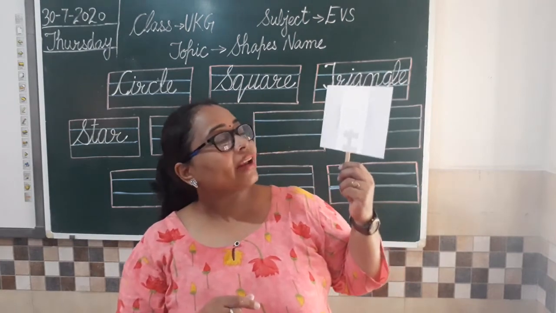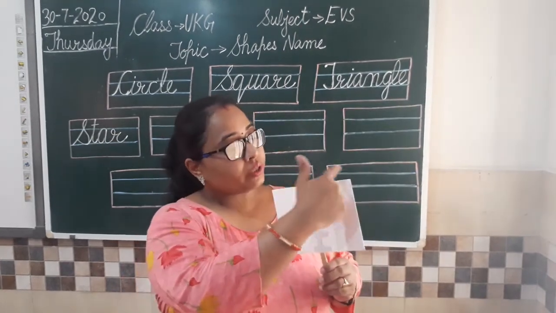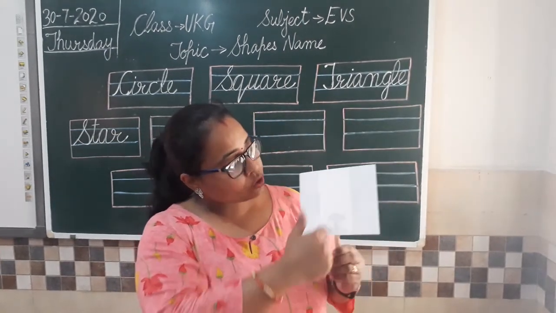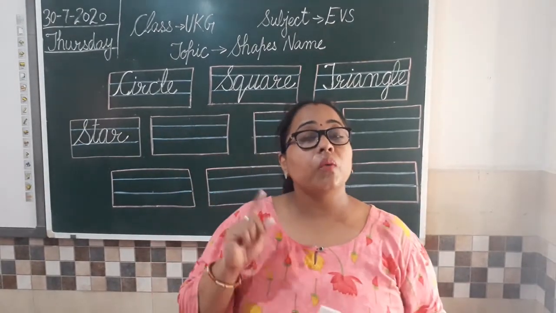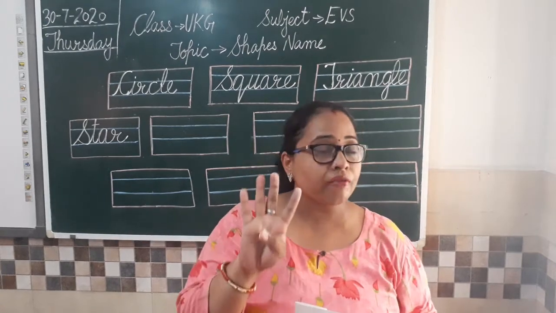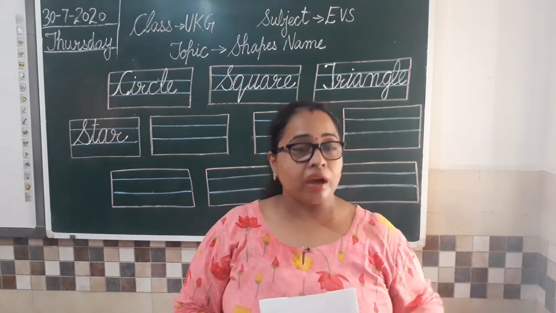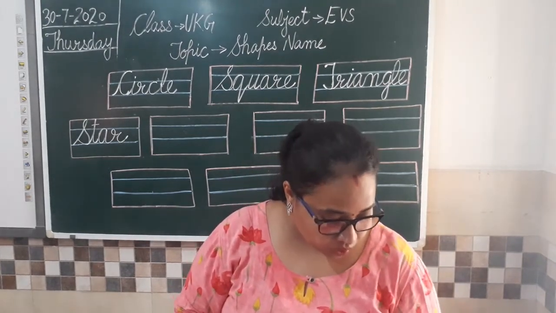So this is your rectangle shape. आप देख रहे हो? These two sides are long and these two sides are short. अब square और rectangle में what is the difference? Square also has four sides. Rectangle also has four sides. देखिए, I'll show you again.